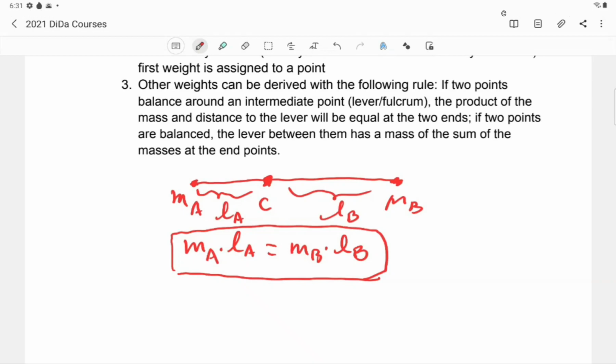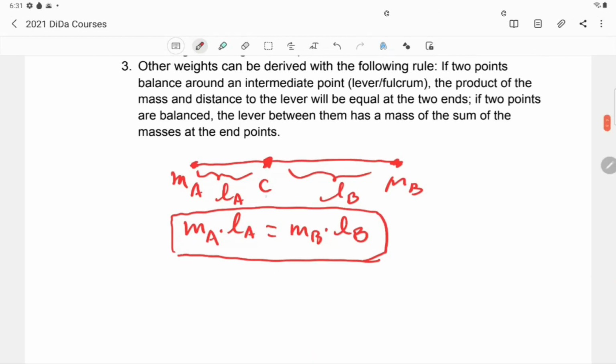Okay. And then because C is the center of mass, the mass for C would be the sum of the two. In other words, the two masses A and B can be replaced by a single particle of mass C that amounts to Ma plus Mb.